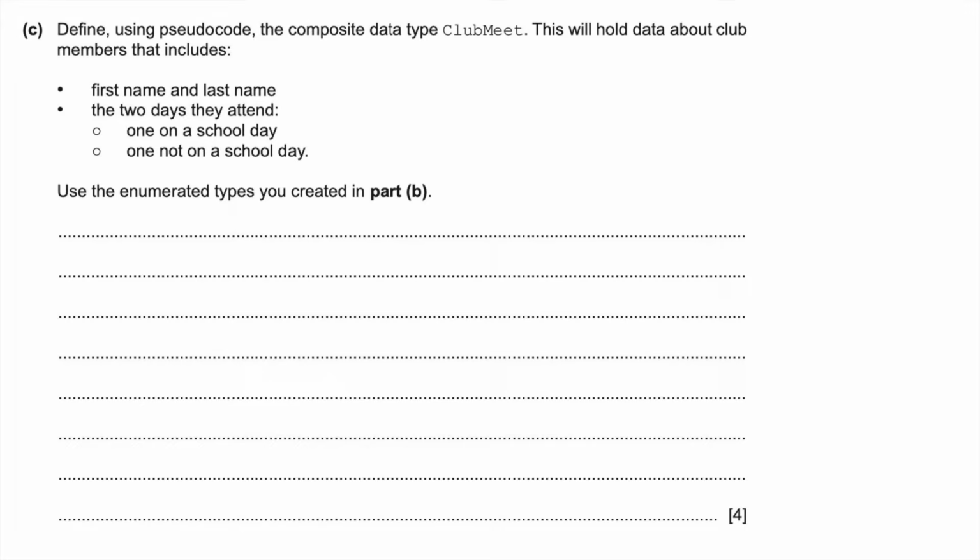Right here it says define using pseudocode the composite data type club meet. This will hold data about club members that includes first name and last name, the 2 days they attend, one on a school day and one not on a school day. And it says use the enumerated types you created in part B. So those 2 enumerated types are going to be school day and weekend. And remember from our previous example, school day includes Monday through Friday. It's an enumerated data type, and weekend is going to be Saturday and Sunday. But these are going to be the data types.